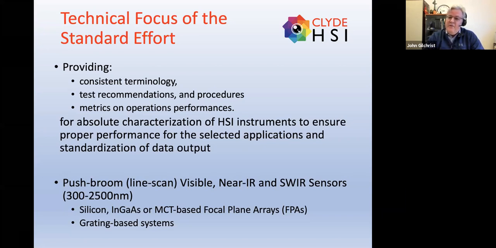As I said earlier, we concentrated on push broom. Of course, we could use tunable filter or other types, spatial, other types of system as well. But push broom being the most popular and encompassing a wide spectral range, it follows our charter precisely. And it means that we have to develop a standard which is applicable to grating-based systems in the first instance as version 1, and a range of focal plane array detectors like silicon or indium gallium arsenide and so on, which define an operational range of a sensor system.